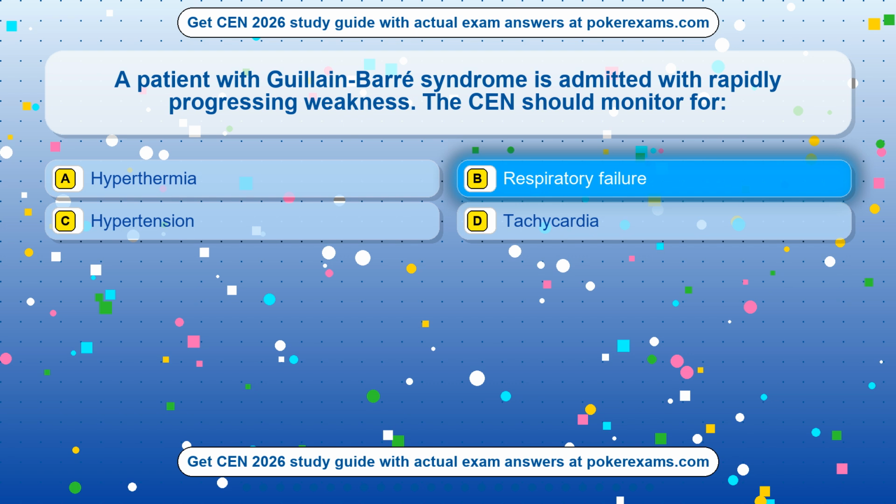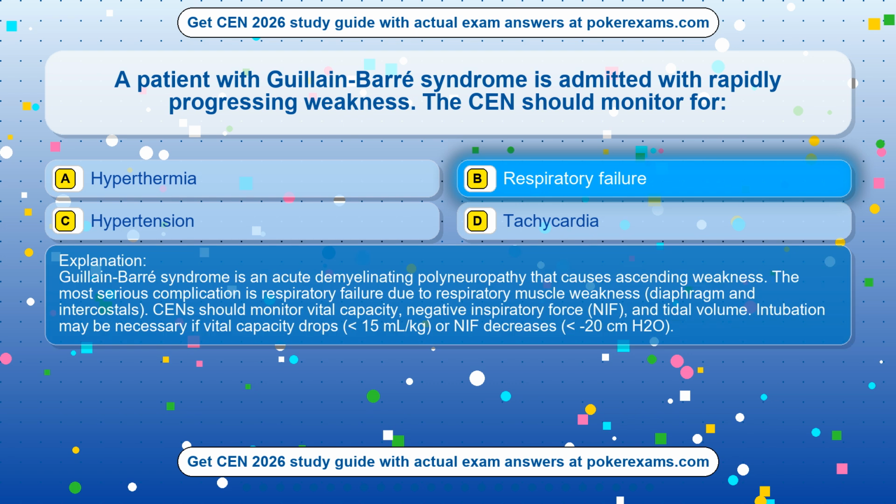Respiratory failure. Guillain-Barré syndrome is an acute demyelinating polyneuropathy that causes ascending weakness. The most serious complication is respiratory failure due to respiratory muscle weakness, diaphragm and intercostals. CENs should monitor vital capacity, negative inspiratory force, NIF, and tidal volume. Intubation may be necessary if vital capacity drops below 15 mL/kg, or NIF decreases below -20 cm H2O.